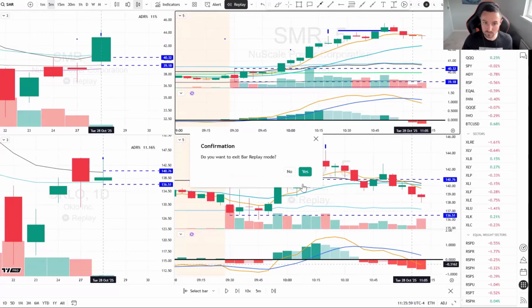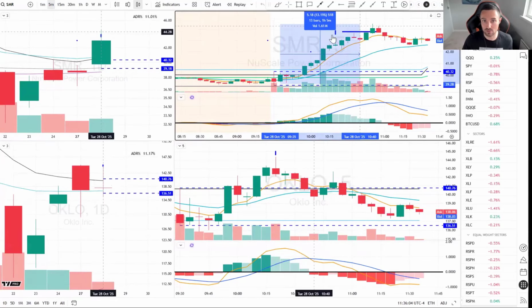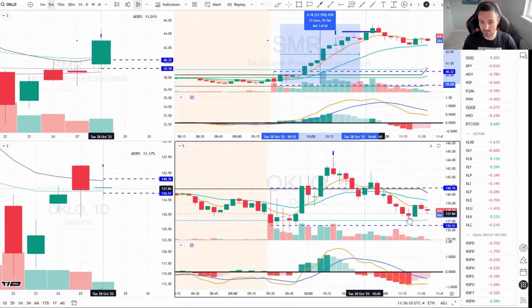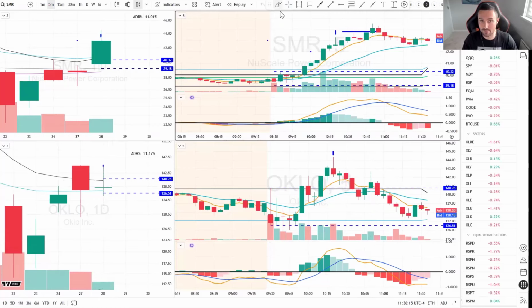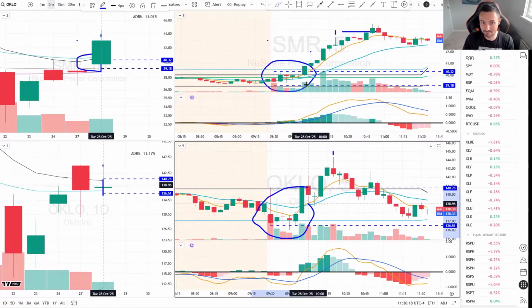So if we just play this forward, SMR here has gone on a big move. It's gone over its 20-day ADR percentage. So move off low of day, 13%, ADR 11%. Whereas take a look at Oklo. It's now languishing back around low of day. But the strength for which one was going to be stronger was told to you here, before the move even started. SMR was saying, I'm stronger, I'm stronger, I'm stronger.